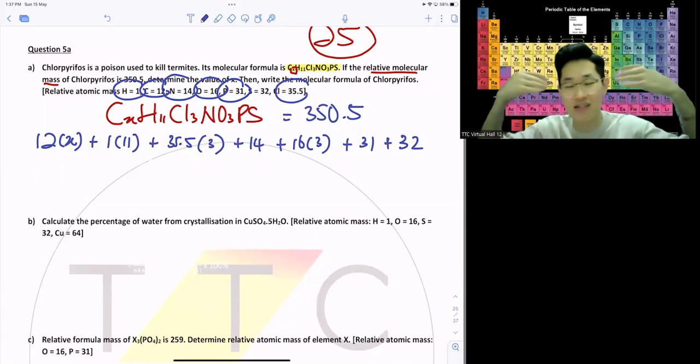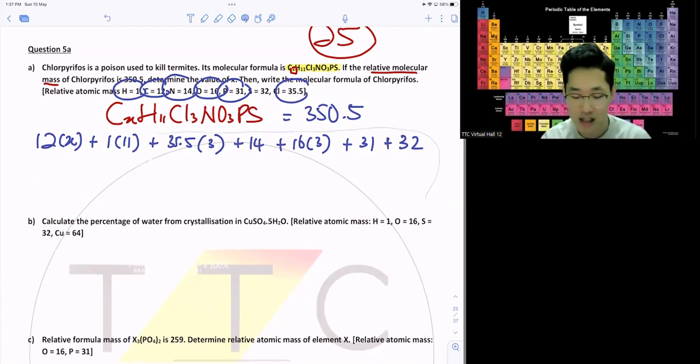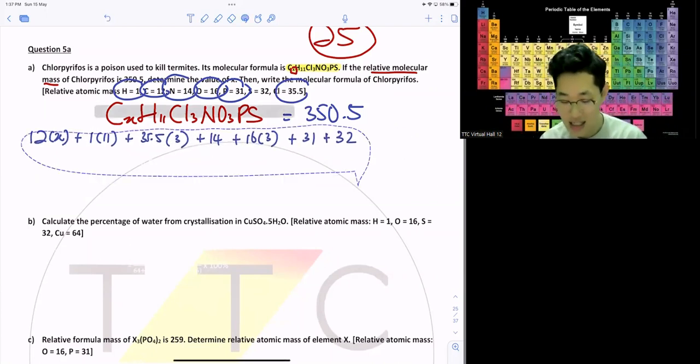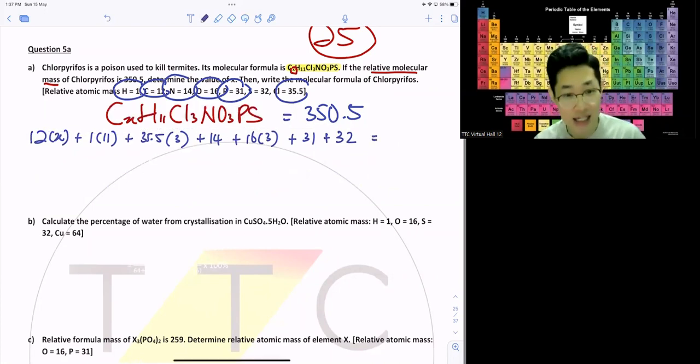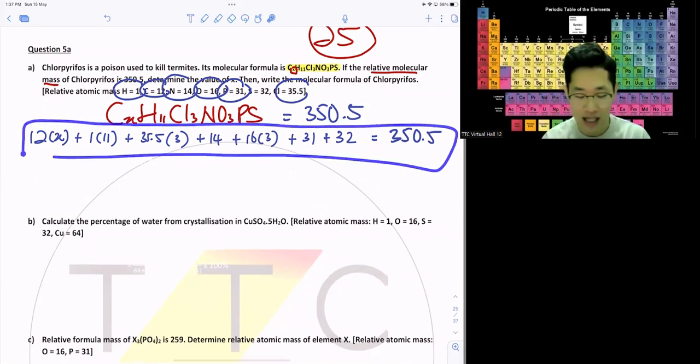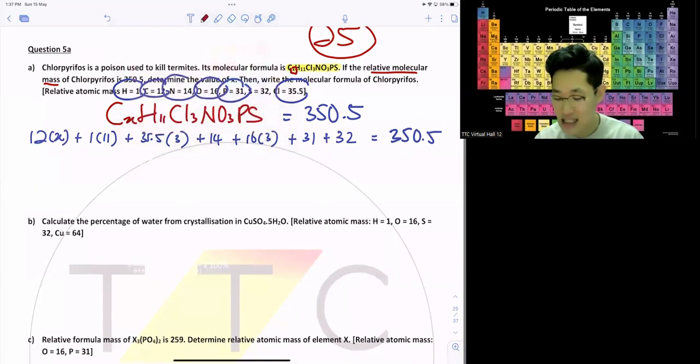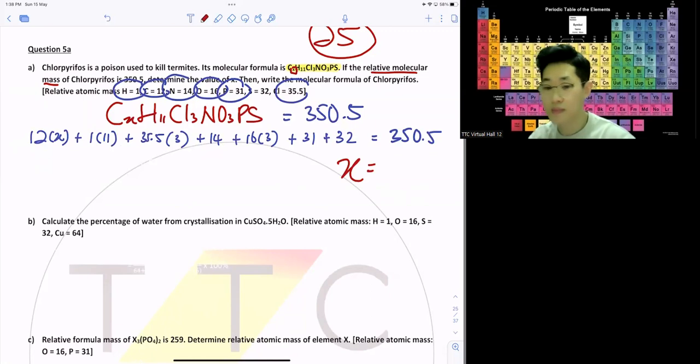By the way, this page is a warm-up question. That means they are easier compared to what we have to do later. So it equals our 350.5. Can you please do this calculation? Press your calculator and then tell me X is equal to how much? Isabel, very good.